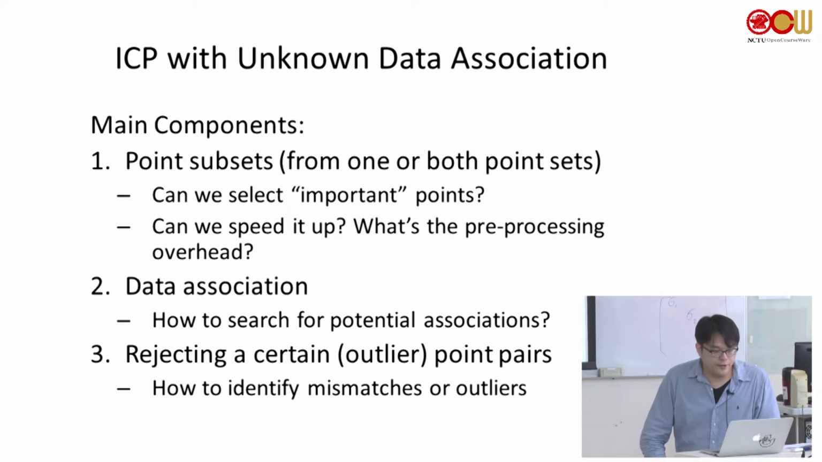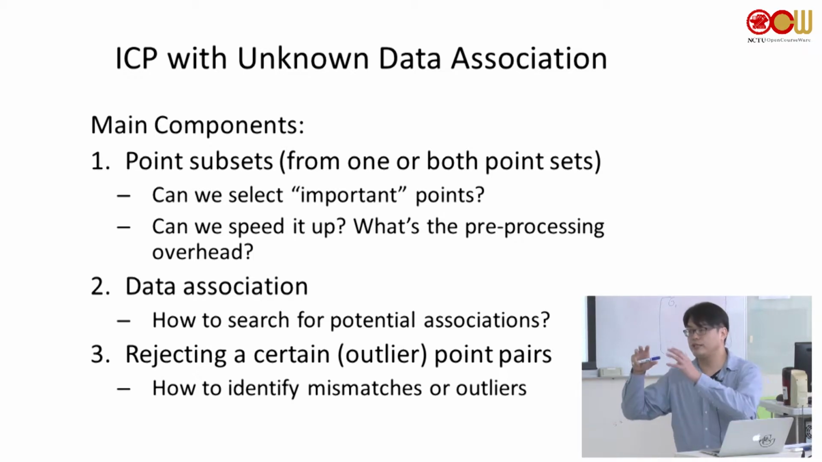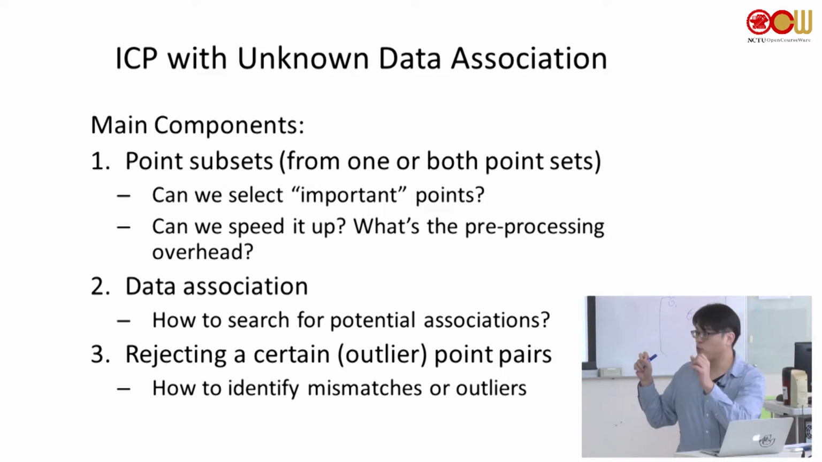And the second thing is how to search for potential associations. In the model data set, suppose you have maybe 1,000 or 2,000 data points, just like what Michael mentioned. For each one, you want to search for a potential association in the target data set. And how are we going to do that?